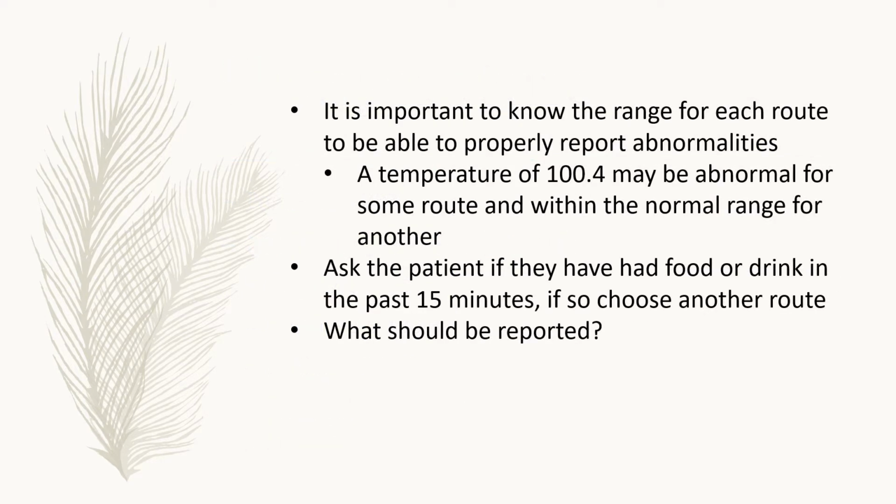It's important to know the range for each route to be able to properly report abnormalities, because an example here would be a temperature of 100.4 may be abnormal for some routes and within the normal range for another. You want to make sure you ask the patient if they've had food or drink in the last 15 minutes, and if so, you want to choose another route. So what should be reported, and that would be anything that's outside the normal range for that route.